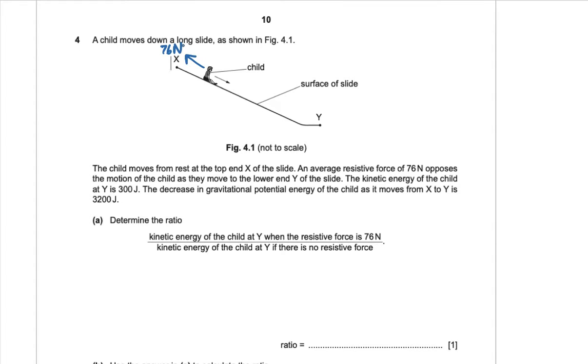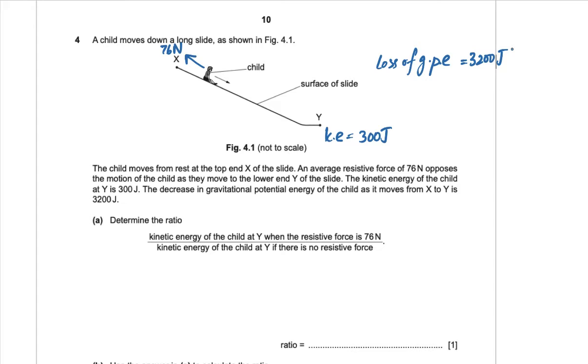Alright, the kinetic energy of the child at Y is 300 joules. So the child has a kinetic energy of 300 joules at point Y. The decrease in gravitational potential energy of the child as it moves from X to Y is 3200 joules. So the loss of GPE, that is gravitational potential energy, is equal to 3200 joules as it moves from point X towards point Y. Part A, determine the ratio: kinetic energy of the child at Y when the resistive force is present, divided by the kinetic energy of the child at Y if there was no resistive force.